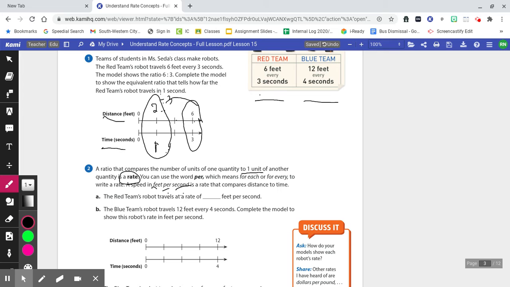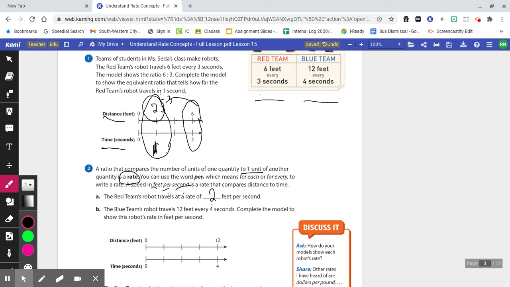That's our rate. So the red team's robot travels at a rate of how many feet per second? We look up here, 1 second, and they traveled 2 feet. So 2 feet per second. And that's for our red team.